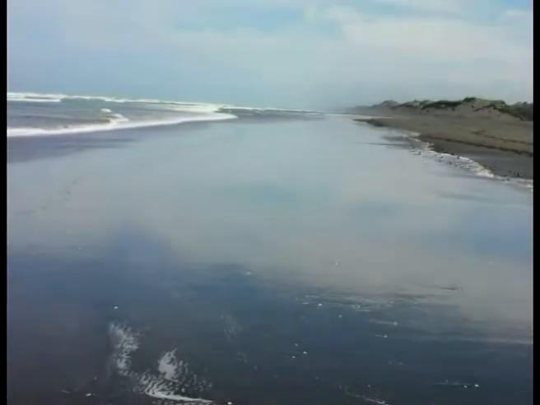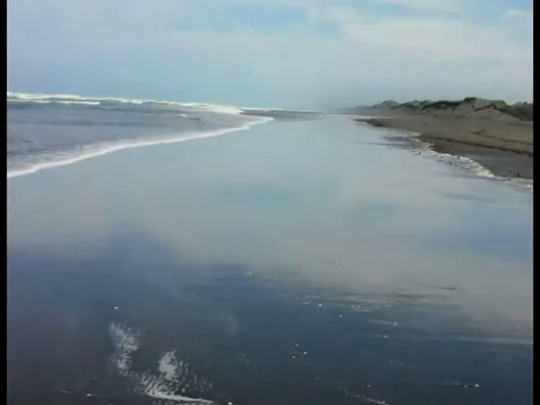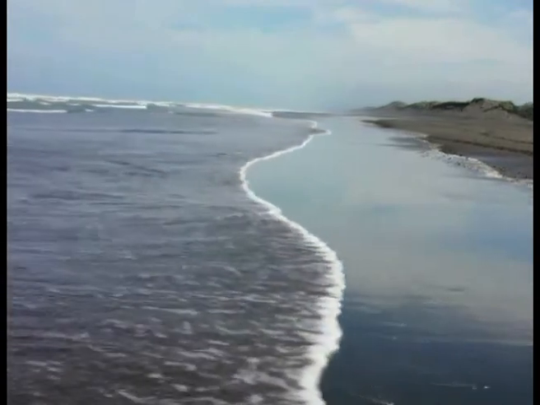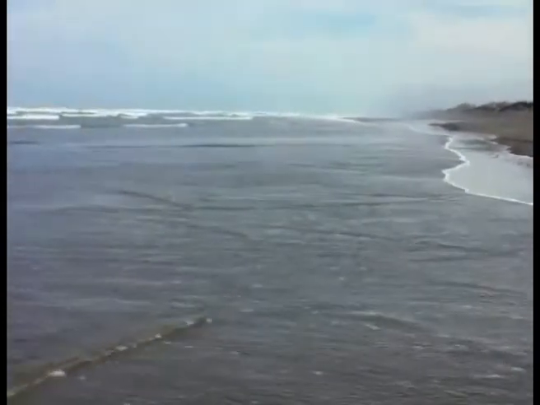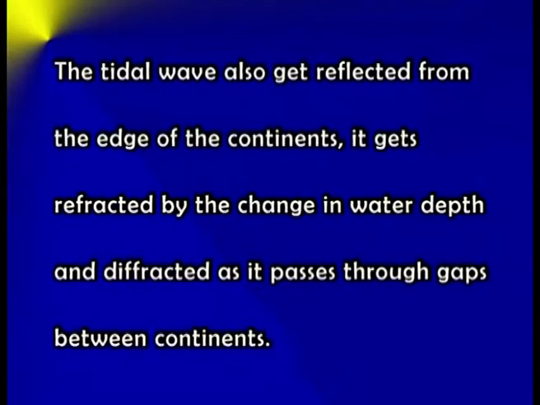Only in the southern ocean and Antarctica, where continents do not stretch far into the ocean, the tide wave has a long wavelength as compared to the depth of the ocean. Therefore, it behaves like a shallow water wave with its speed controlled by depth of water. The tidal wave also gets reflected from the edge of the continents. It gets refracted by the change in water depth and diffracted as it passes through gaps between continents.